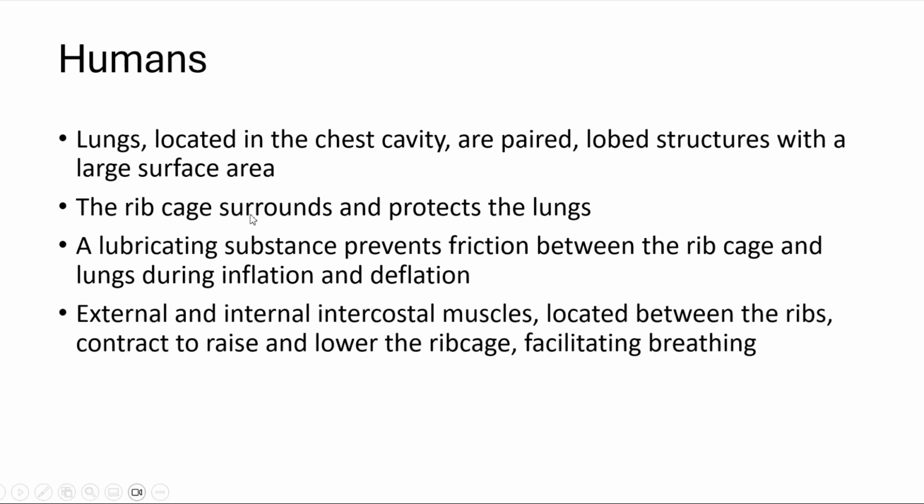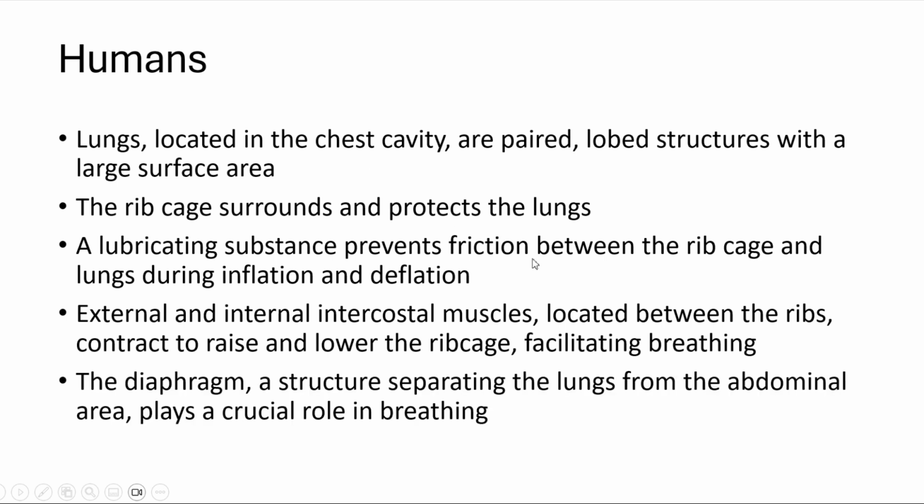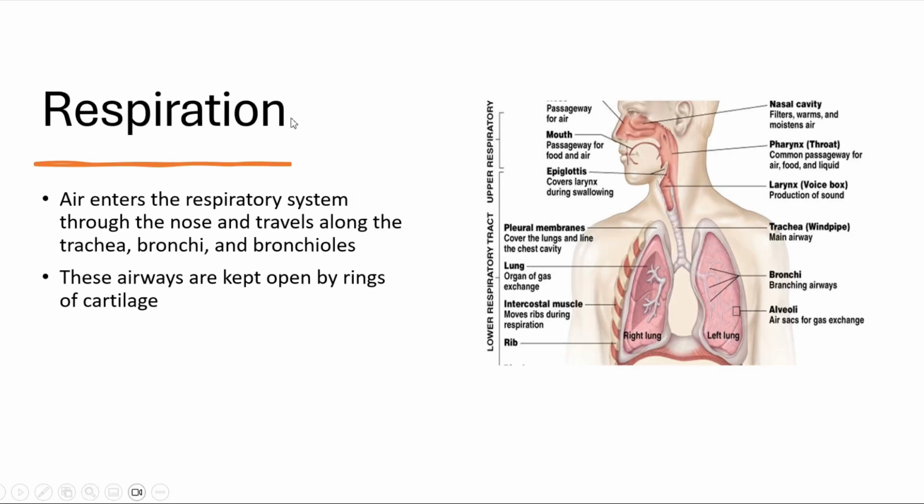External and internal intercostal muscles, located between the ribs, contract to raise and lower the rib cage, facilitating breathing. Because obviously you can't just breathe with the rib cage not moving. It has to slightly raise and lower. That's why you need the external and internal intercostal muscles. The diaphragm, a structure separating the lungs from the abdominal area, plays a crucial role in breathing. You'll see it in a minute.